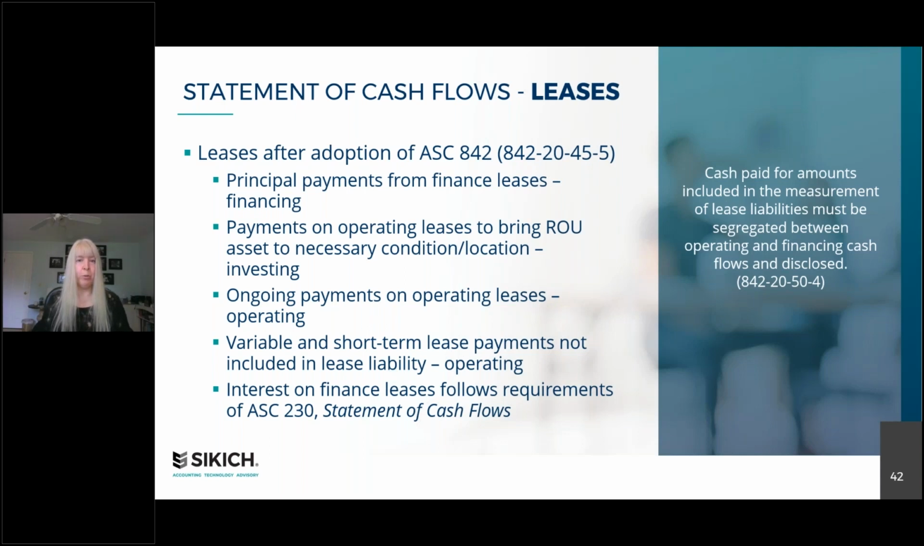So just make sure you're putting your activities for leases in the proper place in the statement of cash flows. You're not just going to see a line in the changes in assets and liabilities like you do for other items, like accounts receivable and payable. Leases have their own requirements for presenting those activities in the statement of cash flows.